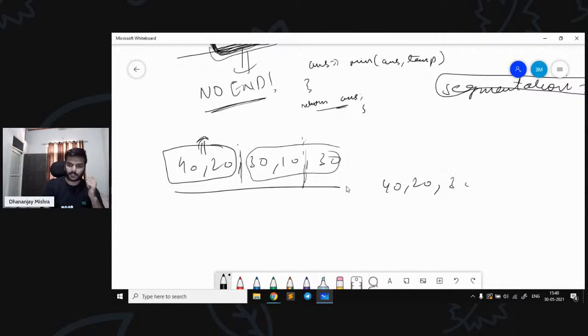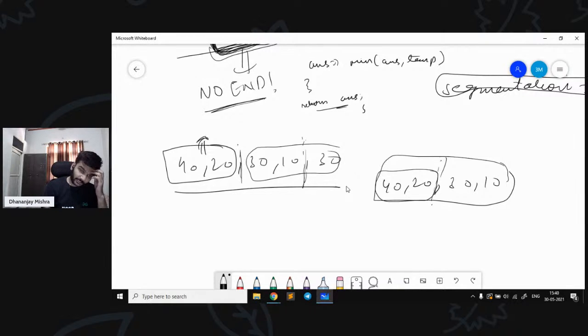40, 20, 30 and 10. Now this is again a sub matrix, or sub array, or sub problem. So I will start partitioning from here only. Again, I will be doing a partition at some point here, so I will get 40, 20 again. But notice that we have calculated the value for 40, 20 in the first partition itself. So why do we need to compute it again here? That's why the concept of dynamic programming comes into the game.